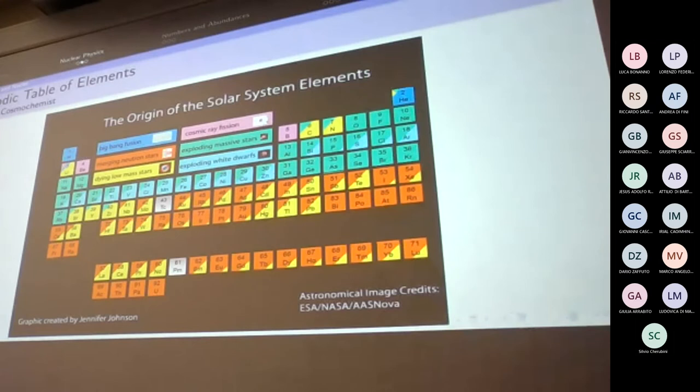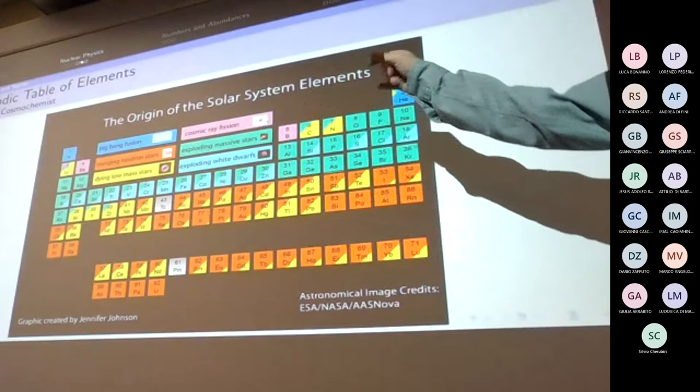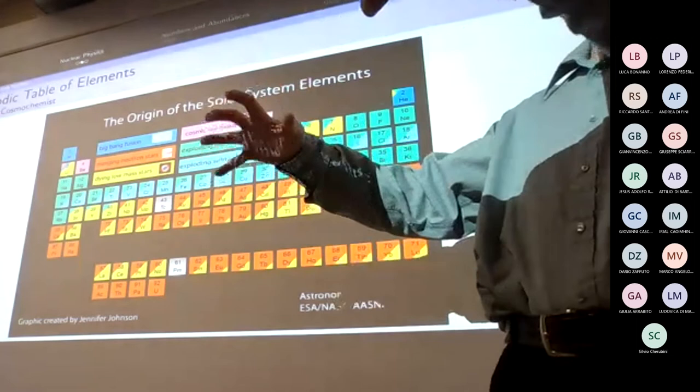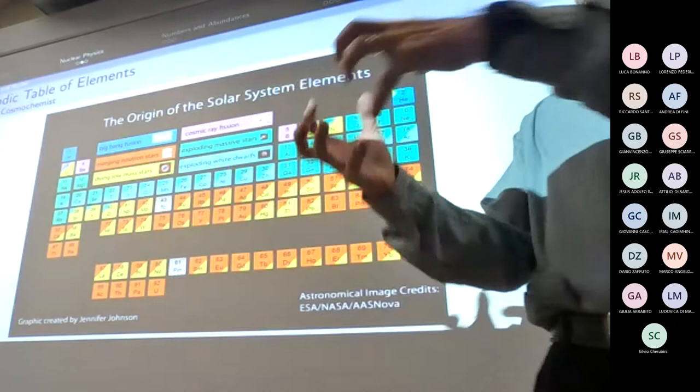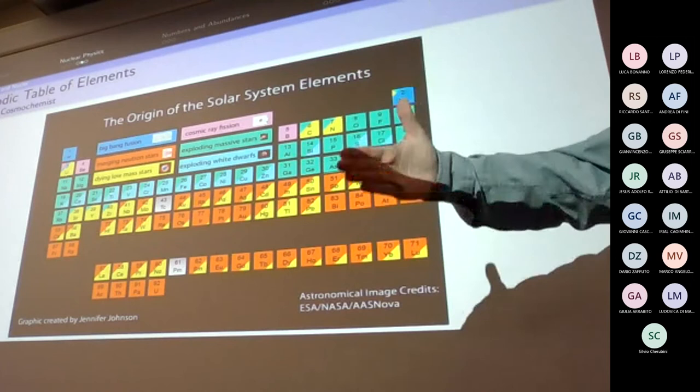And by the way, take a look at the title. The title is very important. The origin of solar system elements. In order for an element to exist in the solar system, it has to first of all be made, and then it has to be inserted into the solar system, as the solar system or before the solar system has formed. An element that's in a star is going to stay in that star, unless that star somehow ejects it out into space. And that's what makes it really interesting, because now there's a time that's involved to make an element in a star.